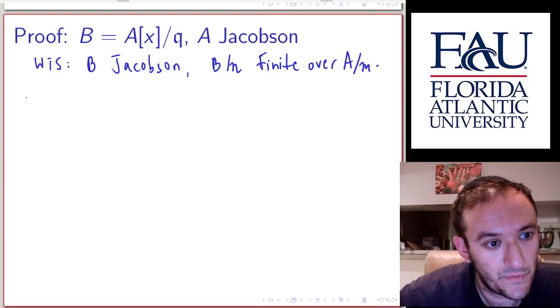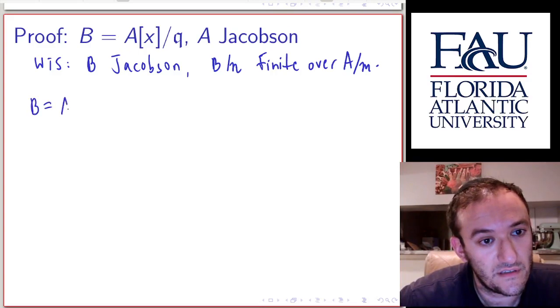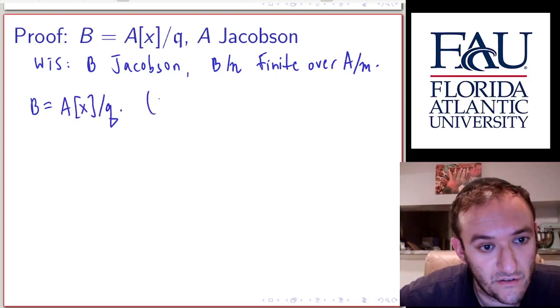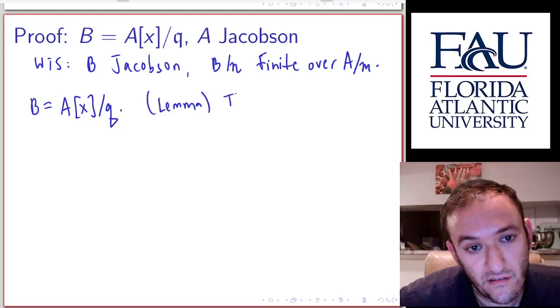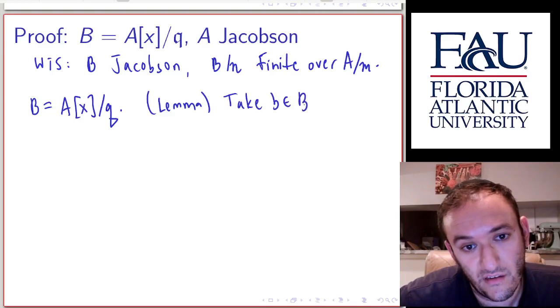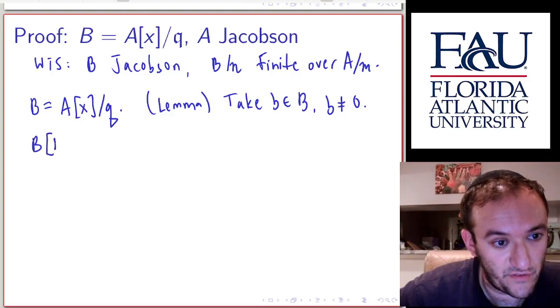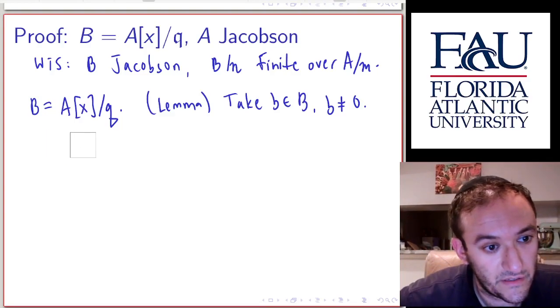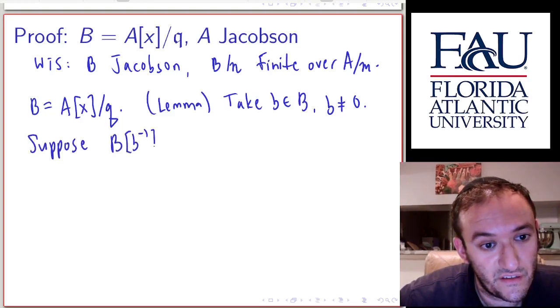Okay, so B equals A adjoin X mod Q. Again, we're using the lemma formulation, so take b in B not equal to 0, we're going to adjoin b inverse and suppose it's a field. Okay, so suppose B adjoin b inverse is a field.